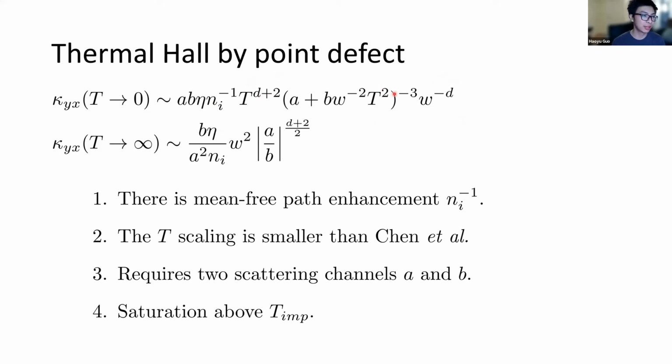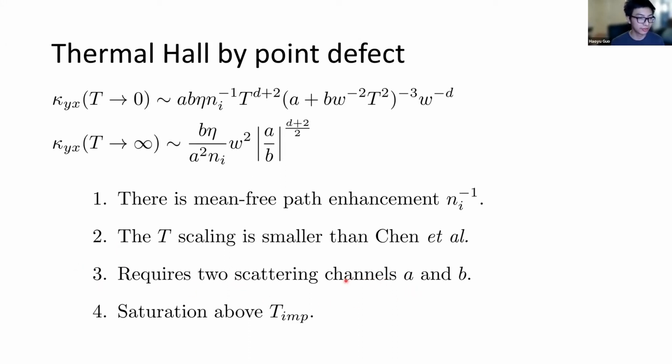Some features in this result are the following. First, it's inversely proportional to the impurity density. So that means that when the sample is clean, there is an enhancement to the Sommerfeld signal. And second, the T scaling that we have is actually smaller than this result by Chen et al. In their result, it's T to the D plus one, but in our case, it's T to the D plus two, which is related to this subtlety of parity symmetry that I'll talk about later.